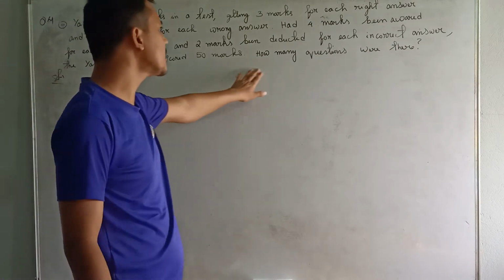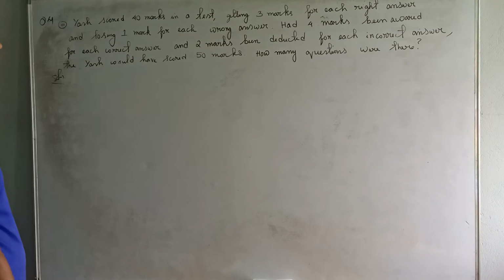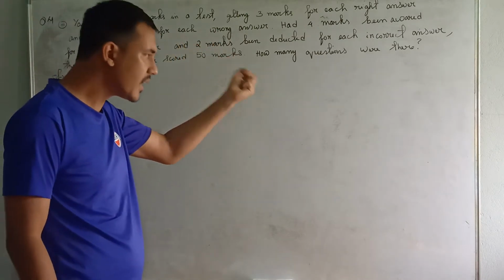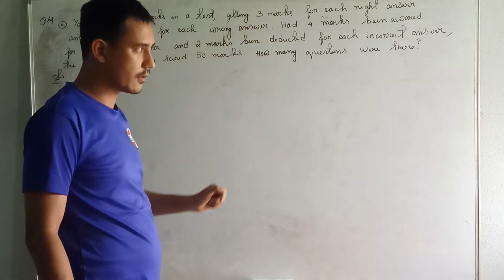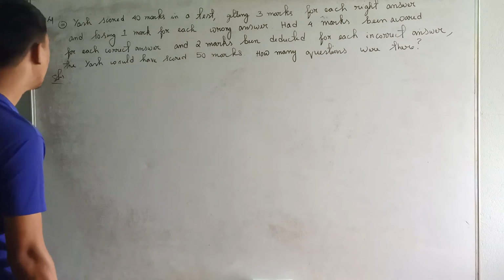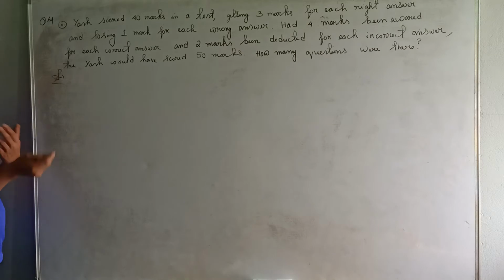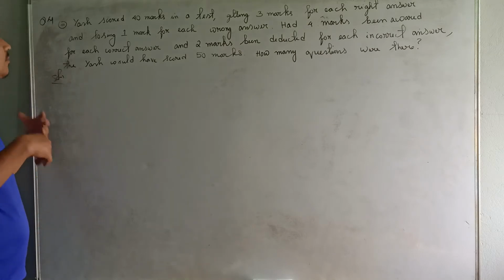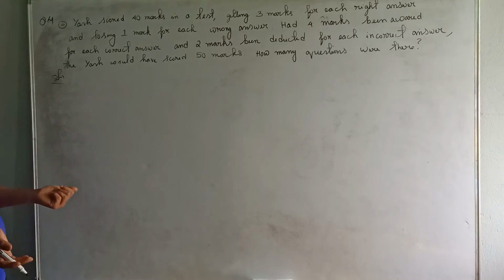So, how many questions were there in the test? See, the first part of the question says, for each right answer, 3 marks is awarded. For writing 1 correct answer, 3 marks is awarded. For writing 1 wrong answer, 1 mark has been deducted. But there is no information about how many correct answers you have written, or how many wrong answers you have written. And we need to get that information.